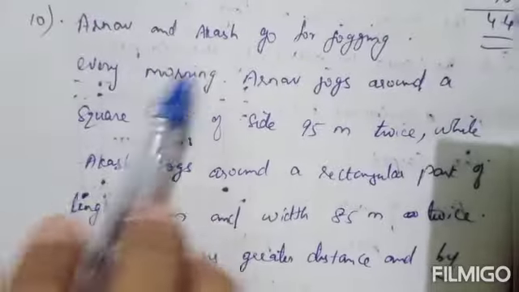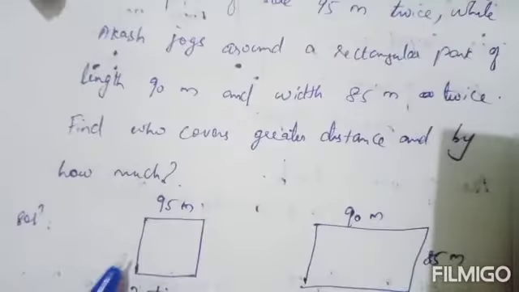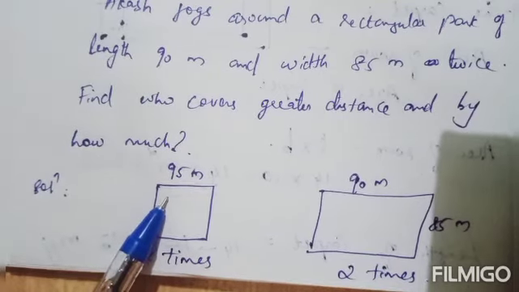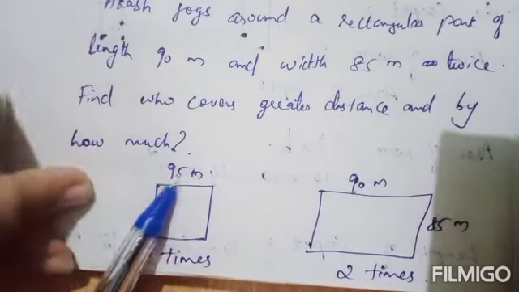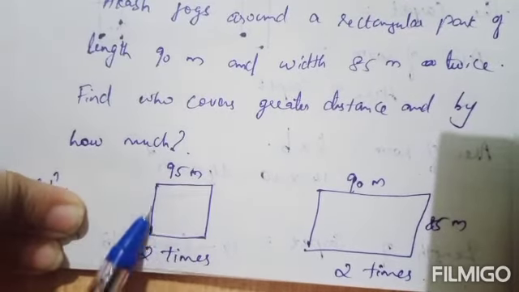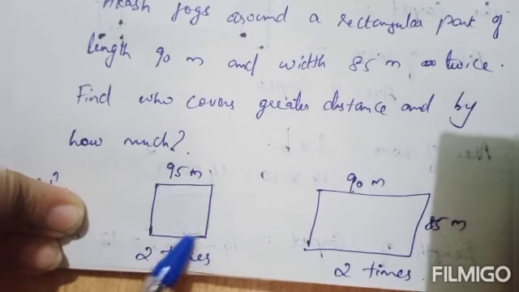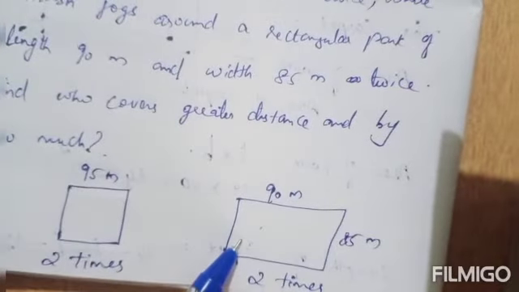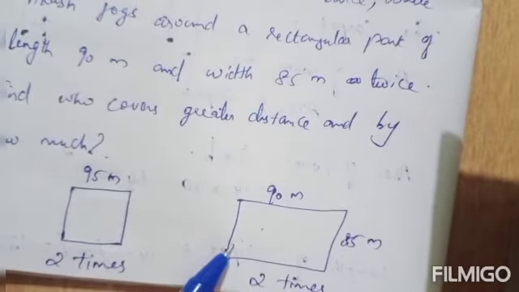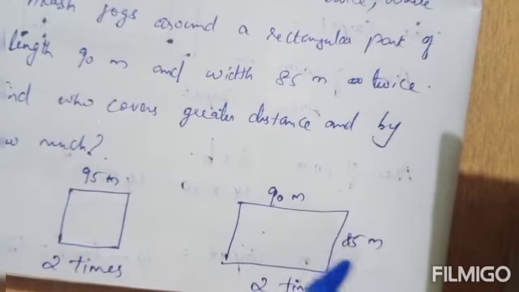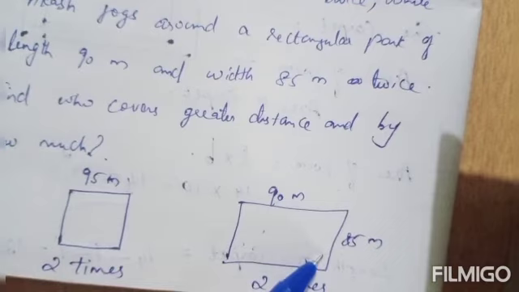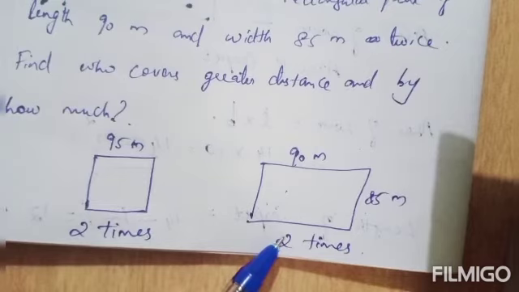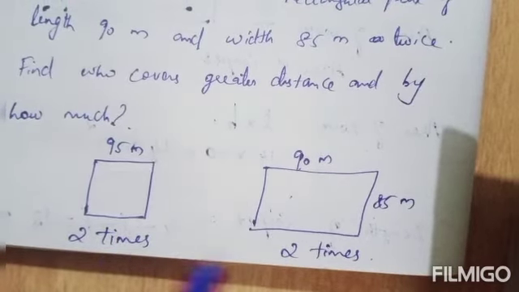So here Arnav and Akash go for jogging every morning. Arnav goes around a square park. Okay. Whose side is 95 meter. And he jogs around the square park 2 times. Similarly, Akash jogs around a rectangular park whose length is 90 meter and width is 85 meter. He also jogs around this rectangular park 2 times. Okay, find who covers greater distance and by how much.